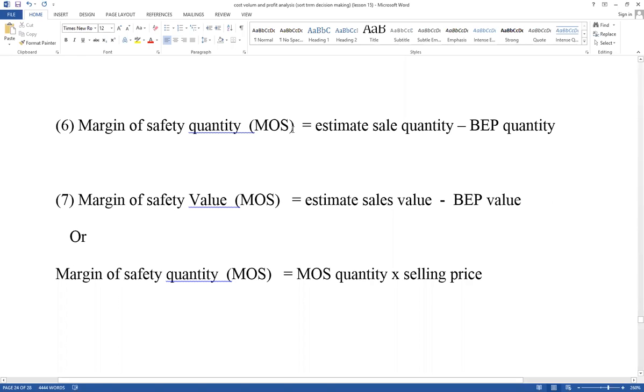Margin of safety quantity equals estimated sales quantity minus break-even point quantity. And margin of safety value has two equations: estimated sales value minus break-even point value, or margin of safety quantity into selling price. Margin of safety means beyond the BEP. To generate profit, there should be a margin of safety. You have to know how to calculate margin of safety quantity as well as margin of safety value.